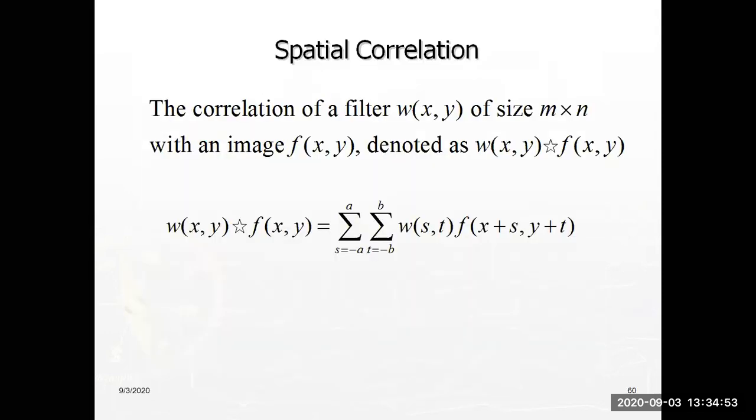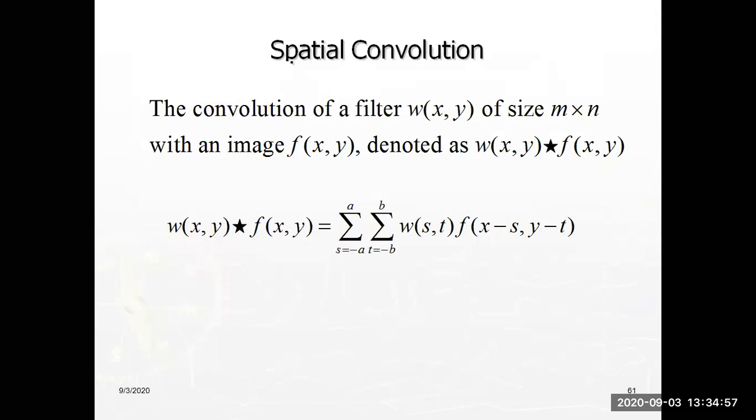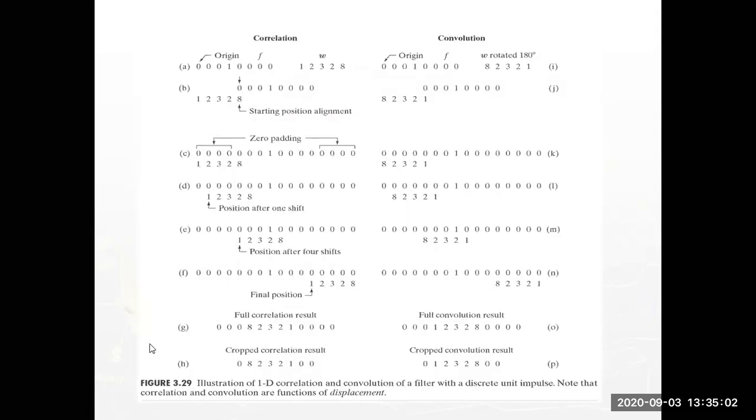So what is the correlation process? Correlation process is an expression like this. The convolution process is an expression like this. This is for two dimensional, but we have to observe first one dimensional. So in one dimensional, let us consider my input original image 000010000. This is my 8-bit signal.